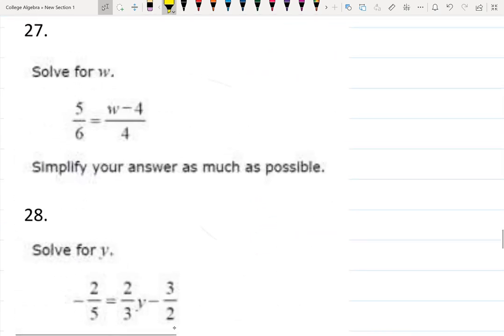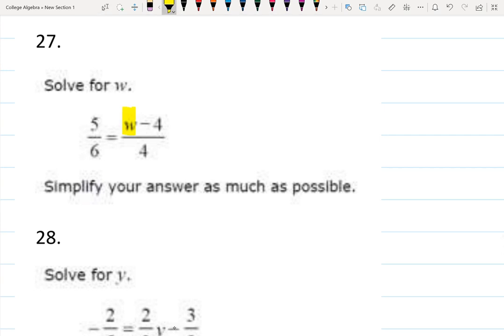I don't even see it here. Where is it? Oh, here it is. Found it. So I'm working with two fractions on the left hand side and on the right hand side.